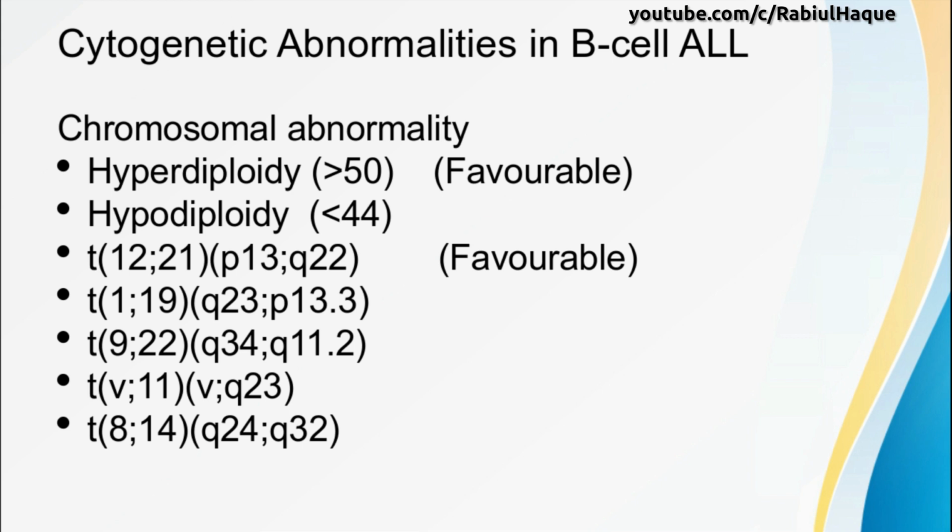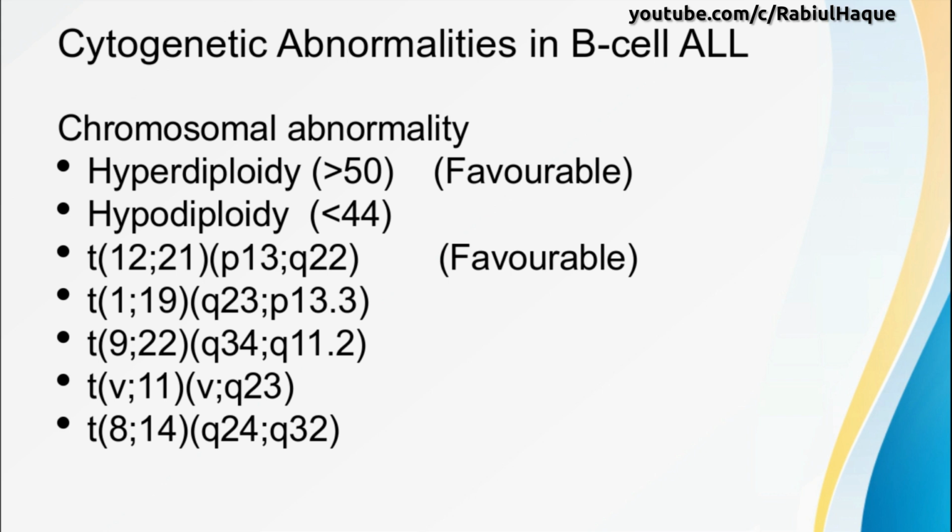They are associated with high sensitivity to chemotherapy, complete remission rate of 100%, and long-term disease-free survival in 90% of the cases. Now, what do we mean by hypodiploidy? These are cases where there is usually less than 44 chromosomes in the cells, and these cases have poor prognosis.